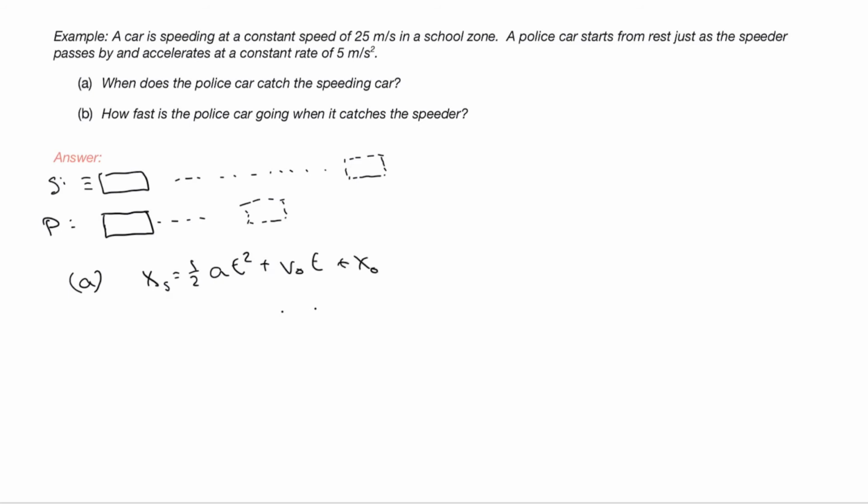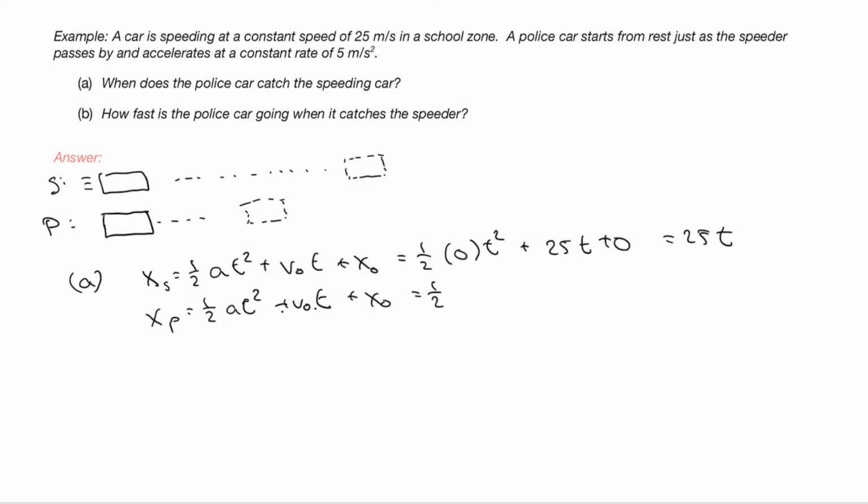And now we fill in the information that's relevant for the speeder. Well, the speeder is traveling at a constant speed, so its acceleration is 0. Its initial velocity is 25, and we can assume that it started at the origin, and so we finally get an equation for the speeder's position as 25t. The next thing we'll do is write down the position for the police car, and this time we know that the police car accelerates at 5 meters per second squared, but was at rest to begin with.